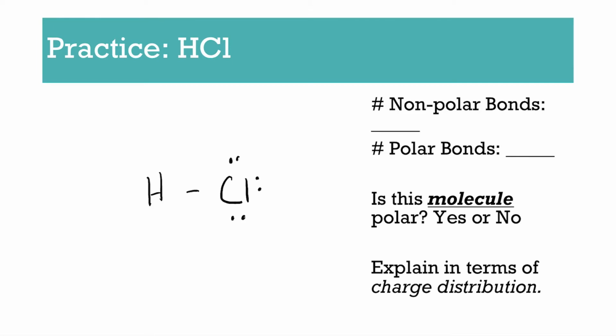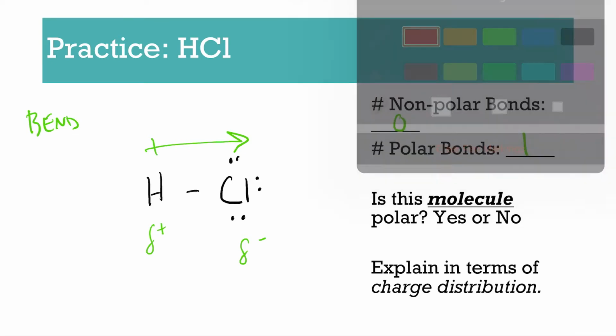And here we have HCl. If you were to calculate the electronegativity difference, we would have 0 nonpolar bonds and 1 polar bond. HCl is a polar bond, and you can even see that by the electrons. So that means H is going to be delta positive, Cl is going to be delta negative, and we draw our arrow. So that is bend. We looked at each individual bond, there's only one bond, and assigned the dipoles. Now we have to snap.